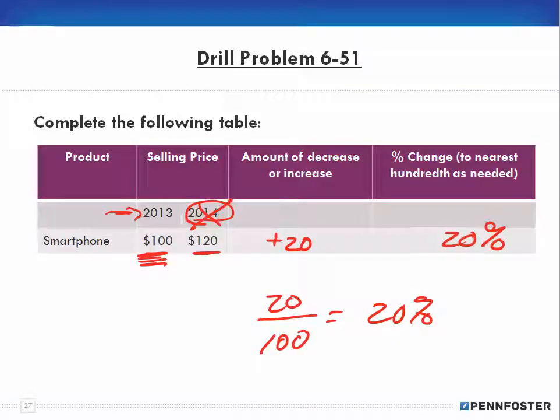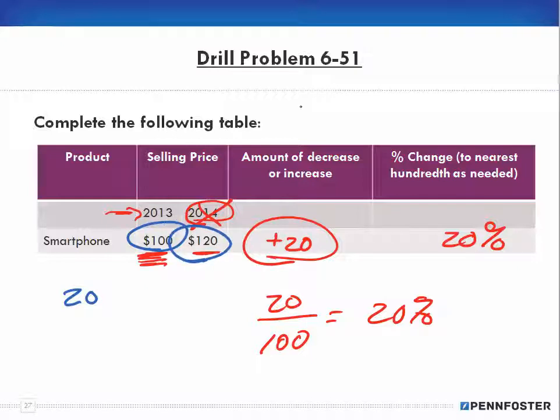Again, this is just using a little bit of common sense. I can decide how much my increase or decrease is. That was easy, $20, because 120 minus 100. But now when I'm talking about the percentage change, some students get tripped up on this, and this is why I'm going over it again. They're able to figure out the 20, but now the question becomes, do they use the 100 or the 120?